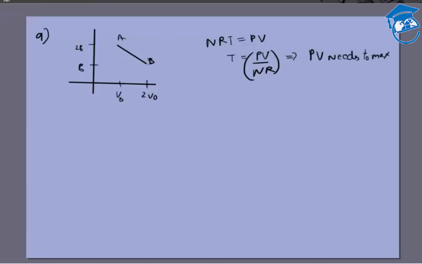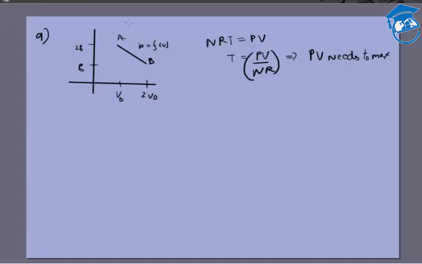So from this, we can write, using some coordinate geometry, the equation for this line, write P as a function of V, then get PV as a function of V, and differentiate it to make it maximum, and we'll get the value of T for that.